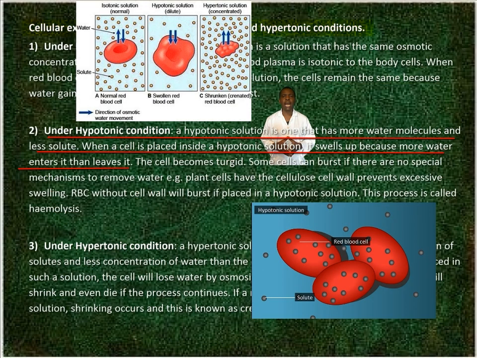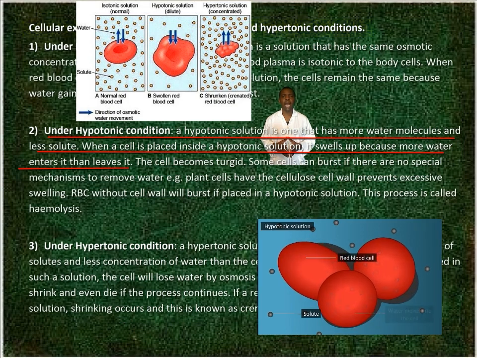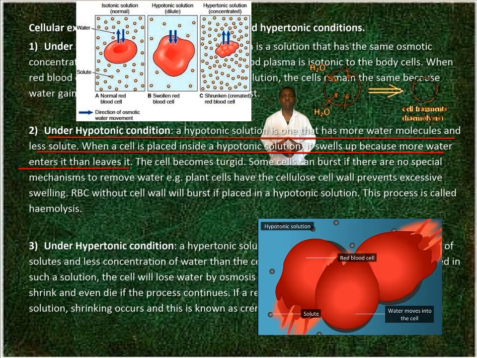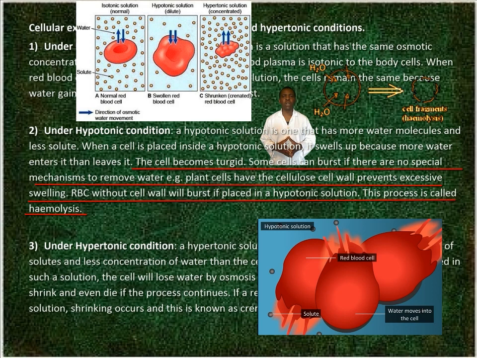2. Under hypotonic condition. A hypotonic solution is one that has more water molecules and less solute. When a cell is placed inside a hypotonic solution, it swells up because more water enters it than leaves it. The cell becomes turgid. Some cells can burst if there are no special mechanisms to remove water.